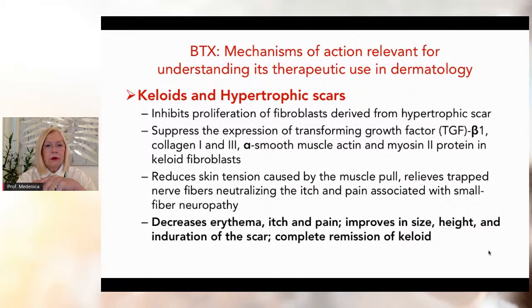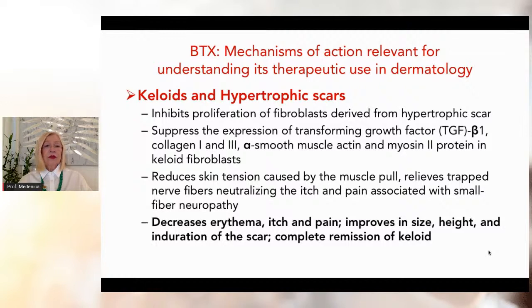When we are talking about keloid and hypertrophic scars, we should know that botulinum inhibits proliferation of fibroblasts derived from hypertrophic scar, suppresses the expression of transforming growth factor beta-1, collagen 1 and 3, and also alpha smooth muscle actin and myosin 2 protein in keloid fibroblasts. Also, botulinum can reduce skin tension caused by muscle pull and relieve trapped nerve fibers, neutralizing the itch and pain associated with small fiber neuropathy.